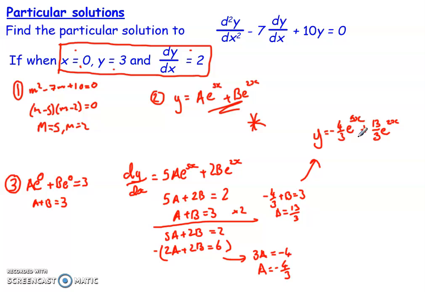Couple of points to note. First, we always want two equations like this that we can solve simultaneously. That's why we're given two conditions. We need them to get the two arbitrary constants.